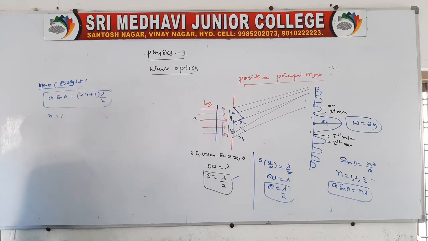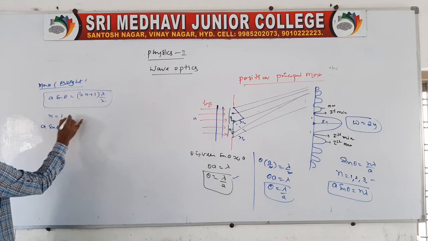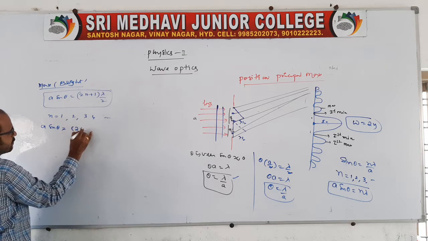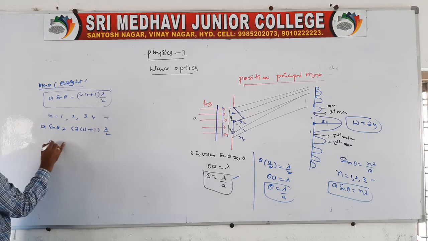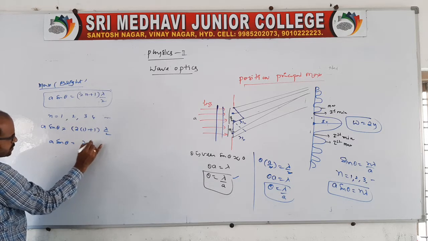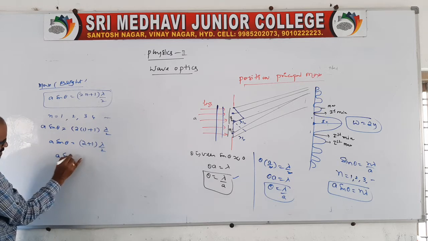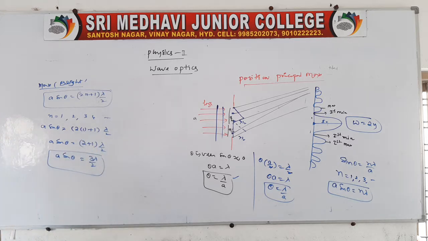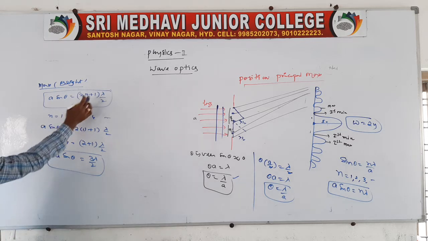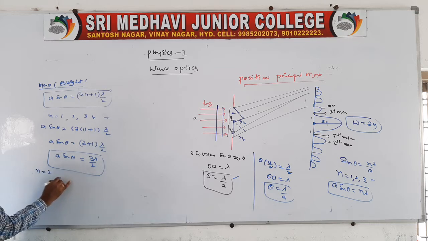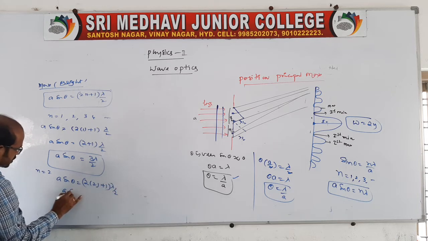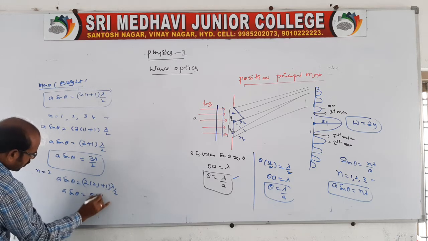You take n equal to 1, 2, 3, 4 and so on. Suppose I substitute 1: 2 into 1 plus 1 into lambda by 2, so A sin theta is equal to 3 lambda by 2. You see, the condition gives an odd number. Suppose you like to take 0, of course you can, or you want to take n equal to 2, then A sin theta is equal to (2 into 2 plus 1) lambda by 2. So the condition for bright is an odd number of lambda by 2.